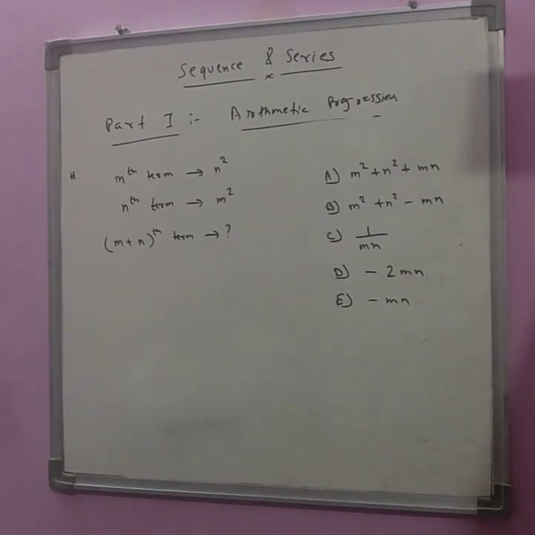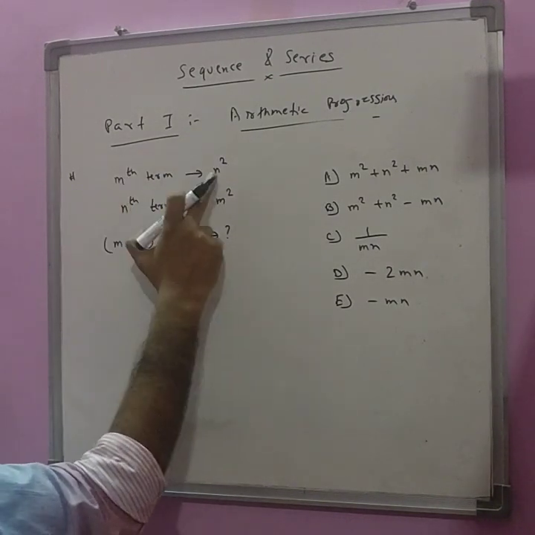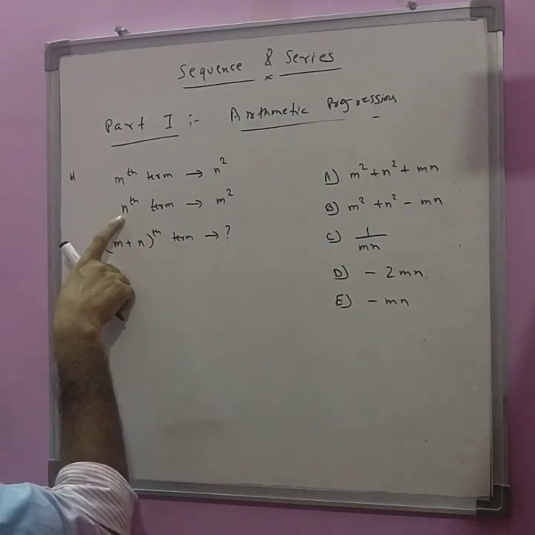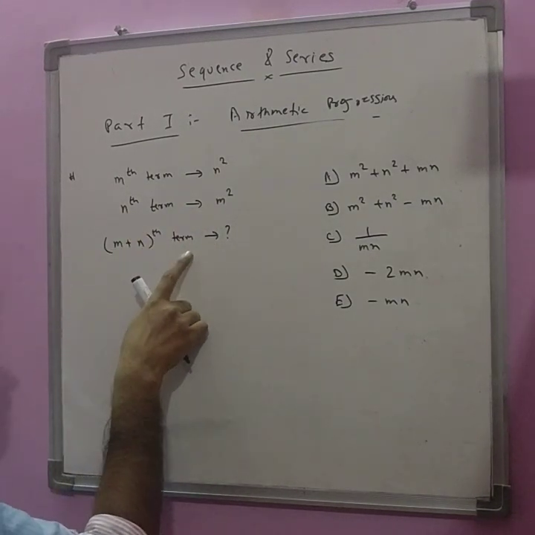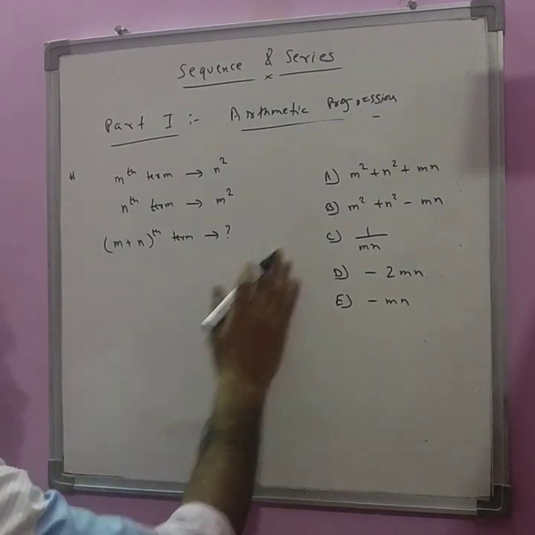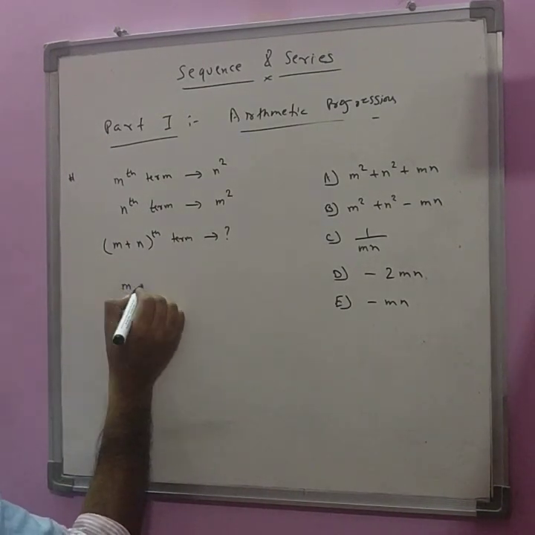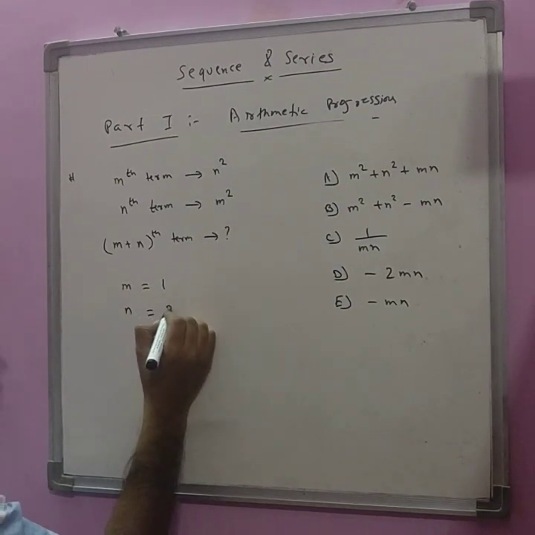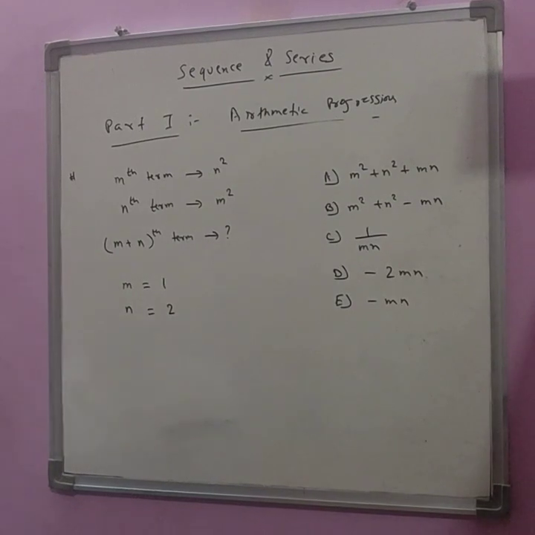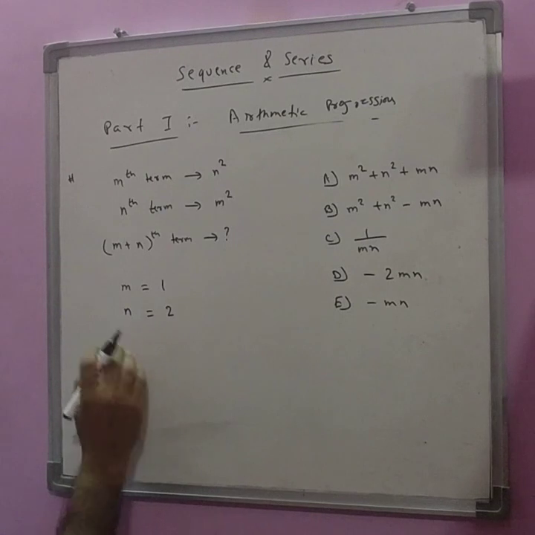I have another similar example. It is given that the mth term of an AP is n square and the nth term of the same AP is m square. You have to find the value of the (m plus n)th term. So again using the method of assuming values, I can assume m is equal to 1 and n is equal to 2. You can assume some other values. If I say m is equal to 2 and n is 4, you can assume, right?